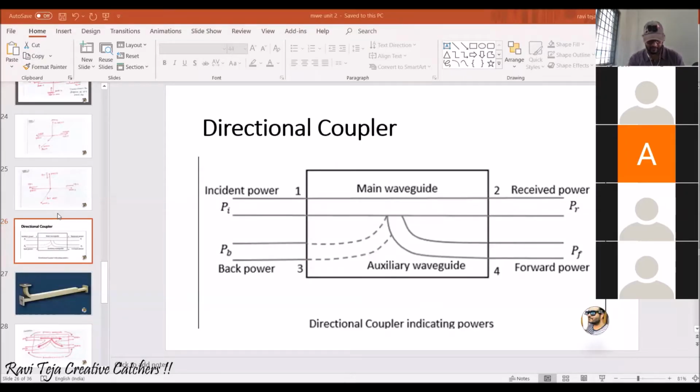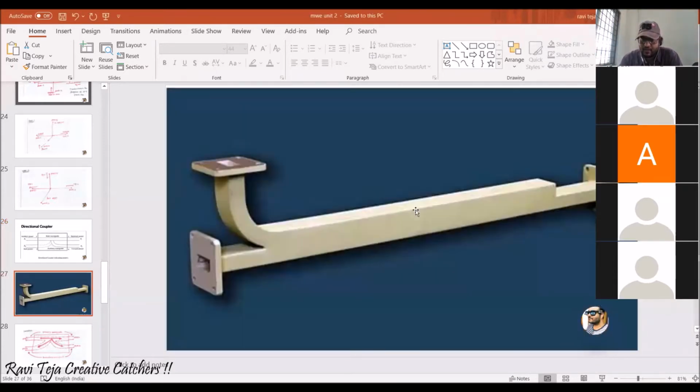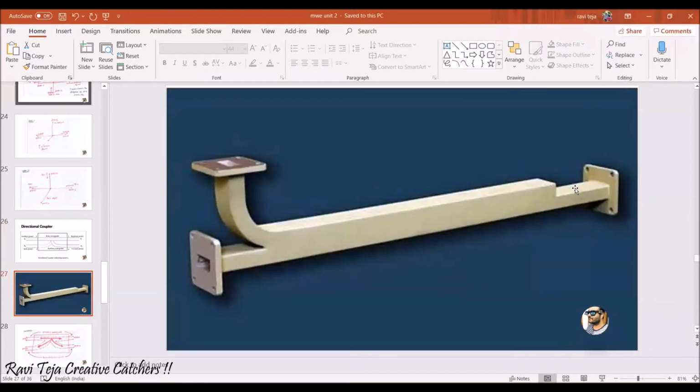This directional coupler is designed in such a way that it will have its own properties. Let me show a real-time image. This is how a directional coupler looks. It's a metallic pipe. It similarly looks like a waveguide, but it's a coupler, not a waveguide kind of thing.